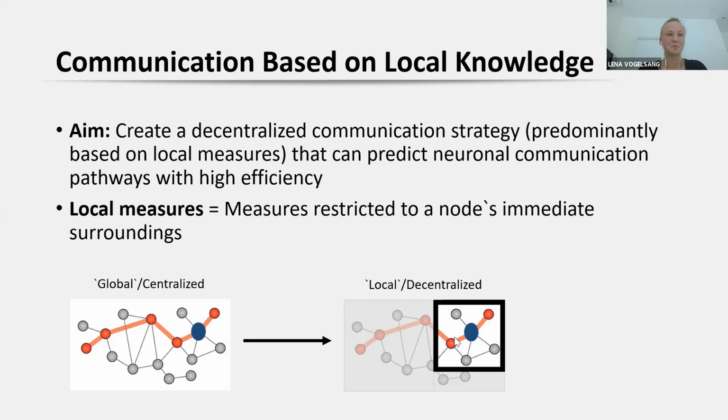And so a large part of this project has been devoted to identifying those local measures of the brain network that may be important for and that may influence neuronal communication, but that are also to some extent biologically explainable. And essentially, the aim of this project is to create a communication algorithm that is based on multiple of those local measures, and which is thereby more realistic than previous attempts, and which can predict neuronal communication pathways with high efficiency.